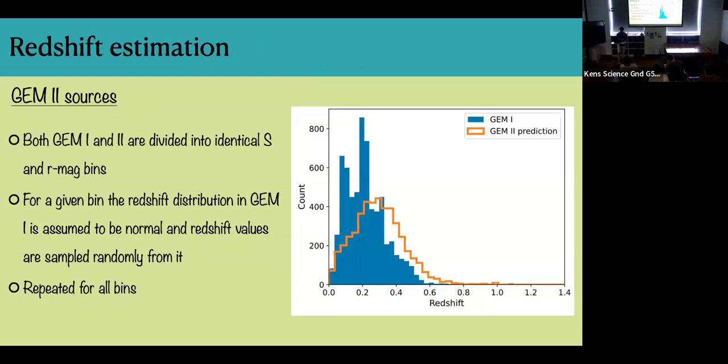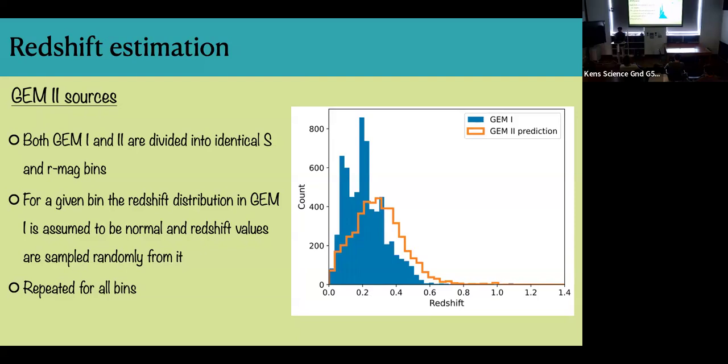Okay, that's the assumption. So I'll explain the procedure of redshift estimation for GEM2 sources. Just to remind, GEM2 sources have an optical counterpart with photometry, but not spectroscopy. So let's say that I have the GEM1 sample here and the GEM2 sample here. I bin both of them into equal bins of radio flux densities and optical R band magnitudes, because we have both this data, and R band magnitude acts as an additional constraint.